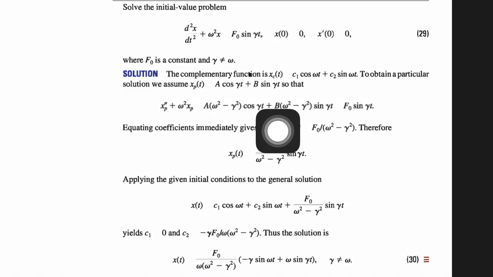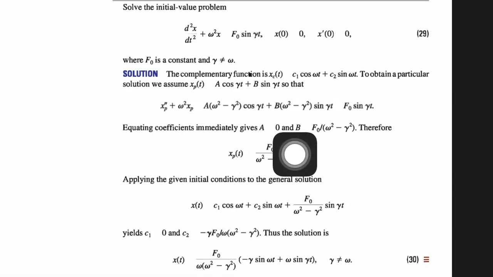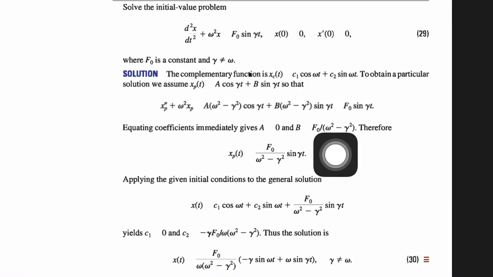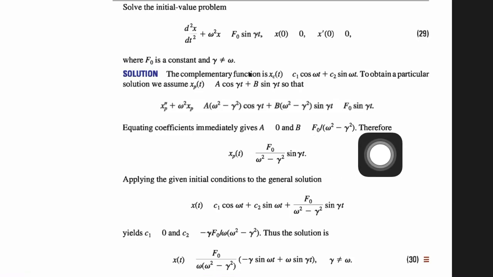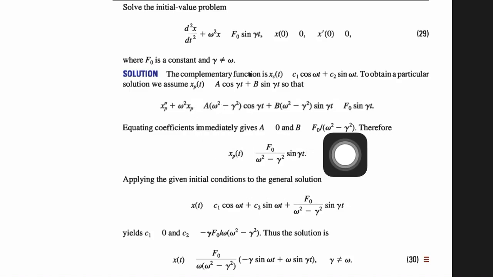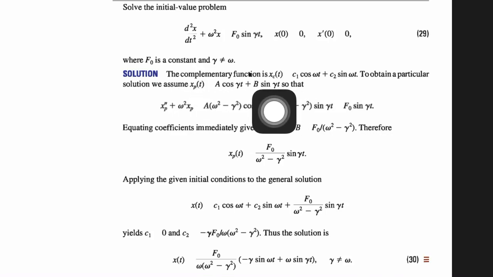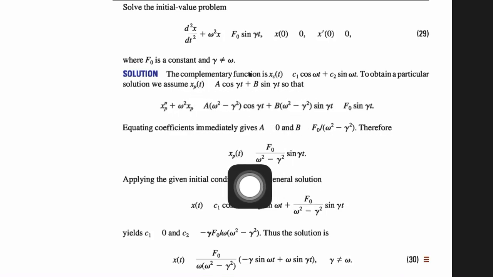Now comparing both sides, I got that a equals 0 and b equals f naught over omega square minus gamma square. So therefore xp of t equals, putting the values of a and b in the particular solution, I got that result. That is the particular solution.